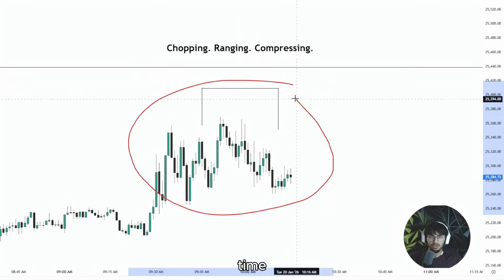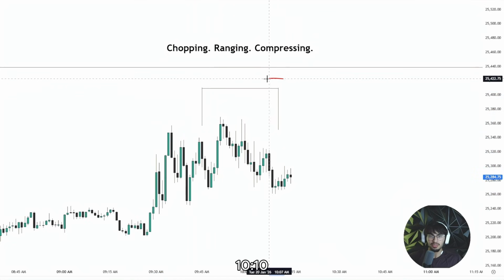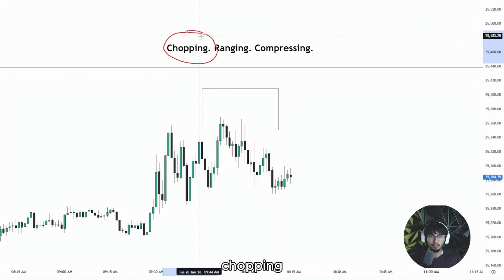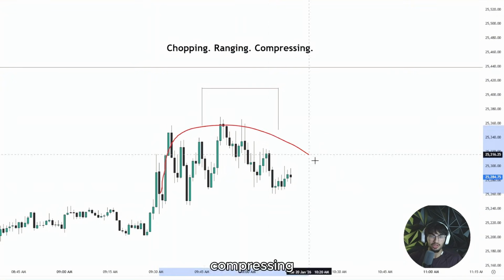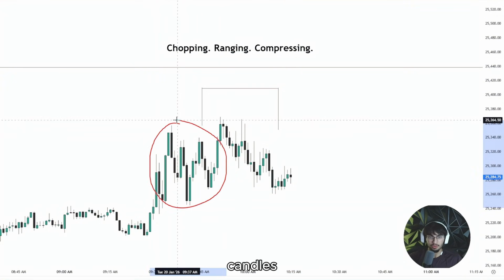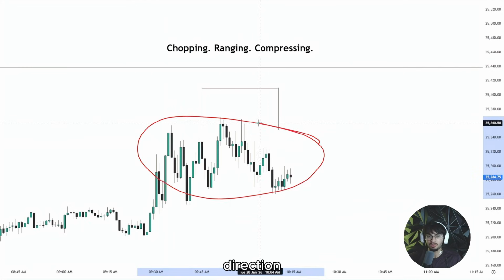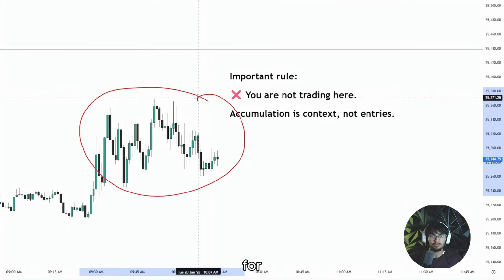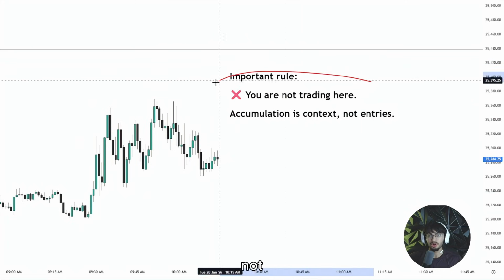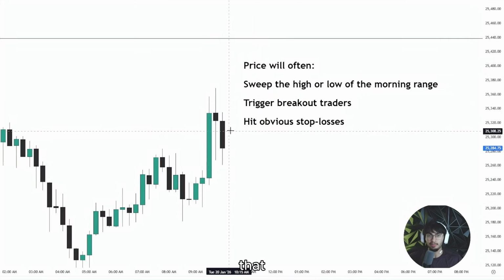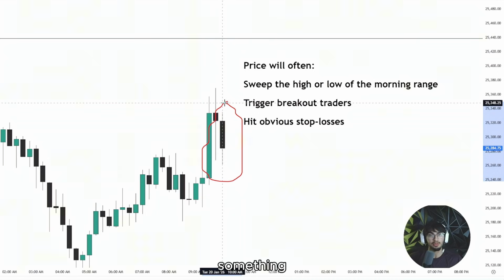Now I'm on the lower time frame, in between 9:45 and around 10:10. We can see that price is chopping, it's ranging, and it's compressing. You'll notice a lot of overlapping candles, a lot of long wicks, and a failure to distribute in any meaningful direction. This is exactly what we're looking for, but an important rule is you're not trading here. And right around 10 a.m., at that key opening of that 4-hour candle, something changes.